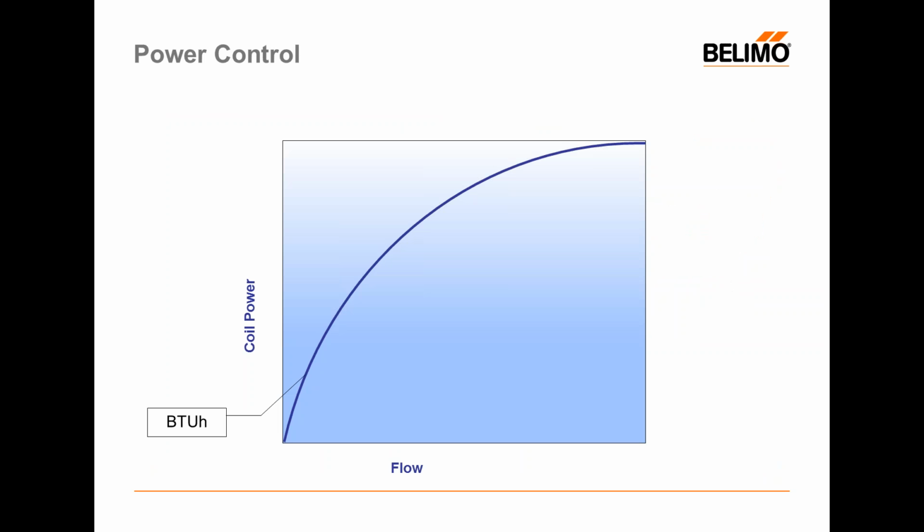What you're looking at here on your screen is a drawing of that coil curve we looked at earlier. So again, we're increasing flow from left to right across the bottom of the screen, and we're increasing coil power in BTUH as we go up. And one thing you'll notice we pointed out a little bit before is that the curve is very steep at low flows and it flattens out at high flows.